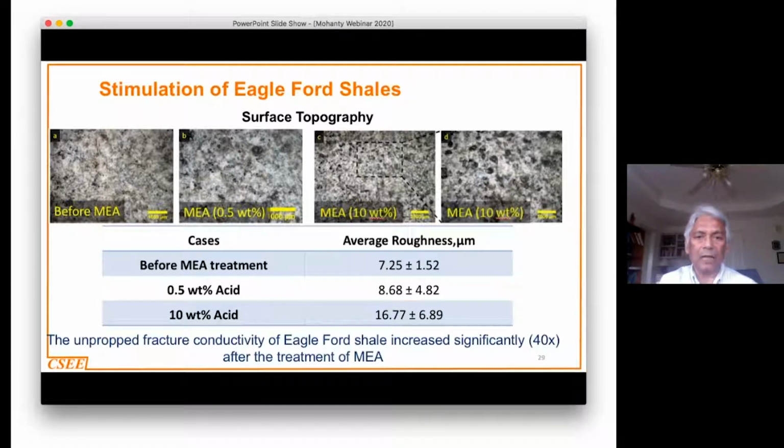This is the roughness of an untreated shale surface, and this is after the treatment over here. So this is what gives rise to this high permeability.